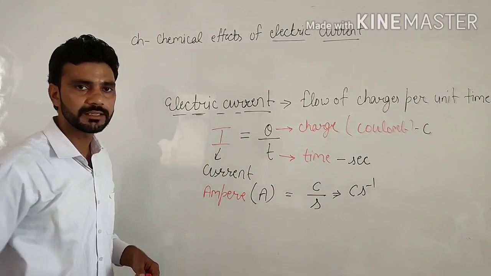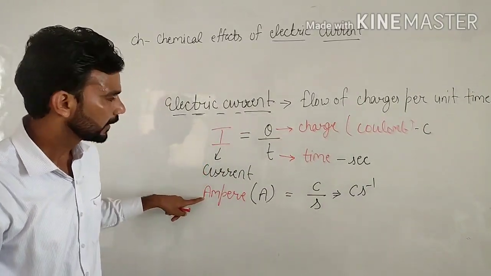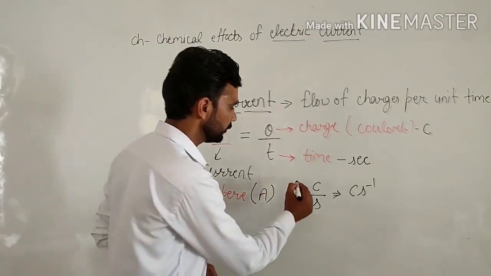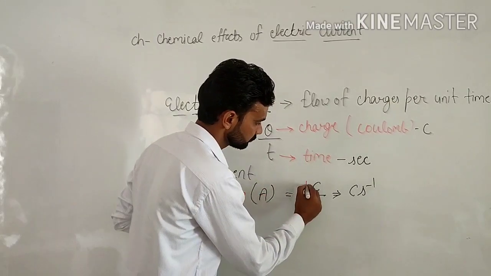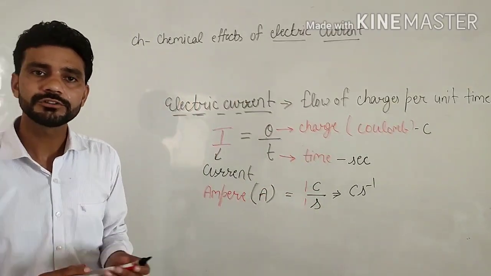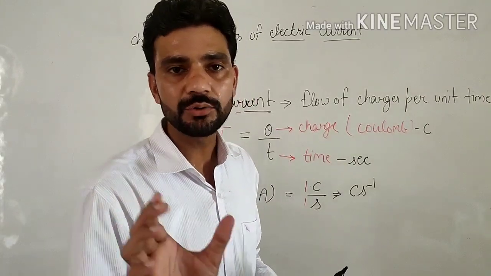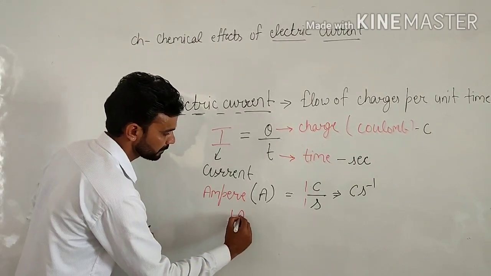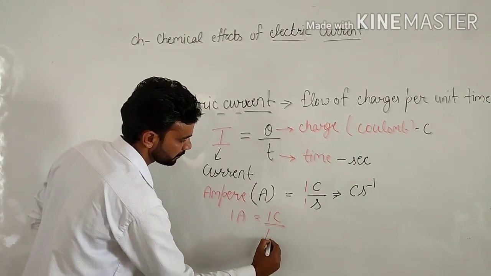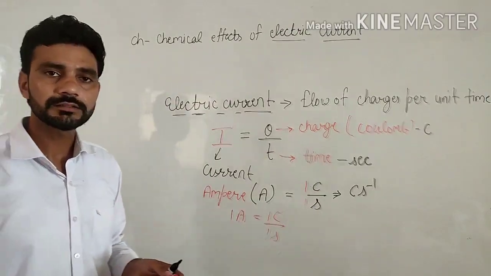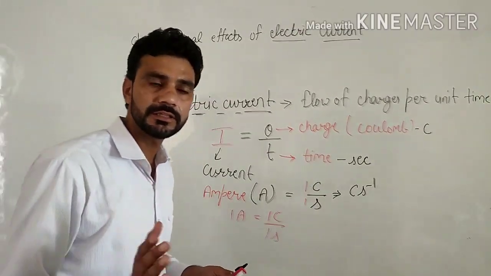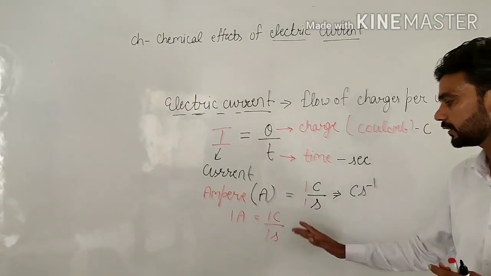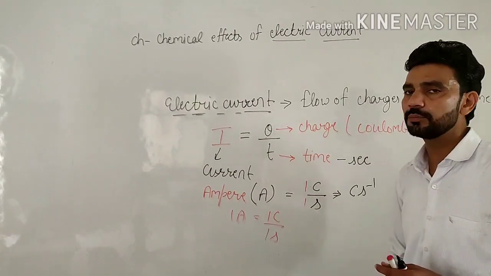So I is equal to Q by T is the formula of current. SI unit of current is ampere. 1 ampere is equal to 1 coulomb upon 1 second. If the amount of charge is 1 coulomb and it passes through a conductor in unit second, then the current will be 1 ampere. So if someone asks to define 1 ampere, then you can say that when 1 coulomb of charge is passed through a conductor in unit second, then the current is said to be 1 ampere.